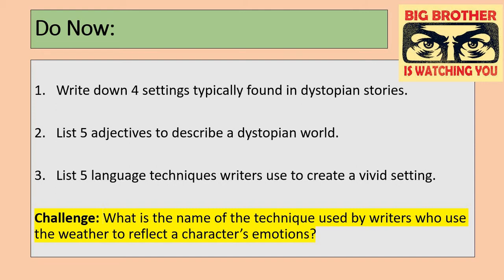Okay, so hopefully you came up with some ideas for those 3 or 4 questions. So first of all, write down 4 settings typically found in dystopian stories. We would probably have an urban environment that might be quite polluted, that's falling apart. We would likely have a powerful dictator that was all controlling, and segregation between the classes. Socially, people are very different.